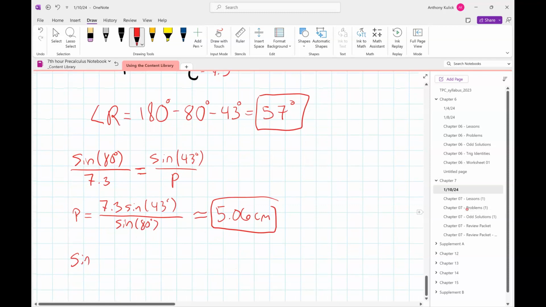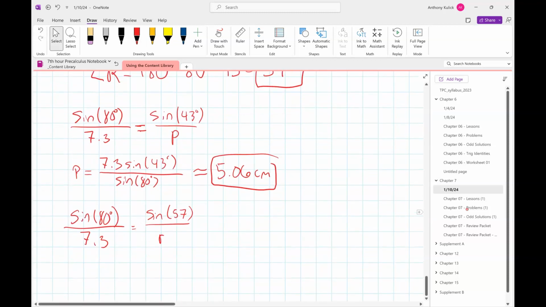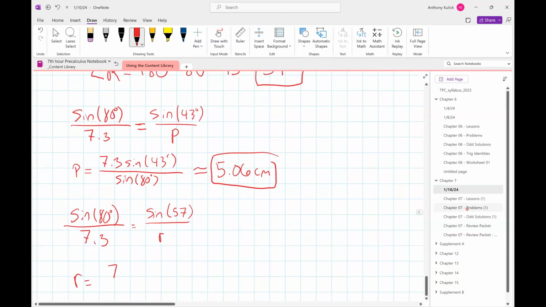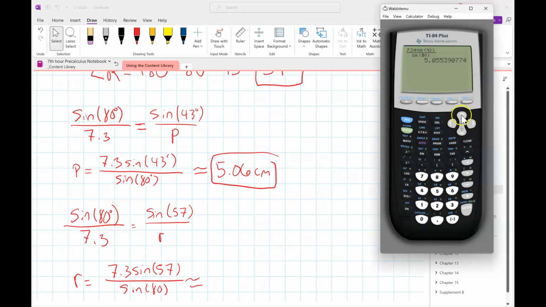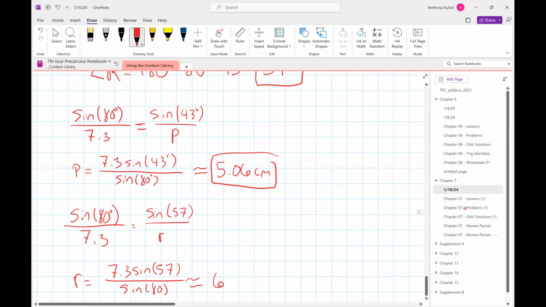And then we'll repeat. Again, I'm going to use that same initial ratio. But this time I'm going to use angle R over side R. We'll cross multiply and divide. Go to our calculator. And again, what I'm going to do is take the last thing I entered in and just update the 43 to be a 57 and save myself a whole lot of button pushing. And that gives me 626.